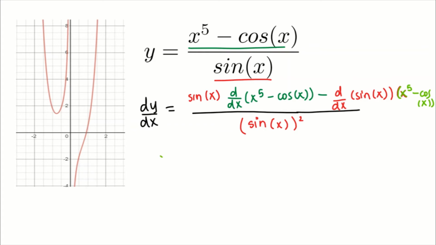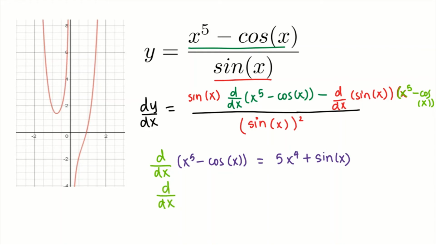So d over dx of x to the power of 5 minus cos of x is equal to 5x to the power of 4 minus the derivative of cos of x. But we know that the derivative of cos of x is negative sine of x, and we already have a negative sign lying around here. So we will have positive sine of x. The second derivative that we have to figure out is just the plain old derivative of sine of x, which is pretty simple.